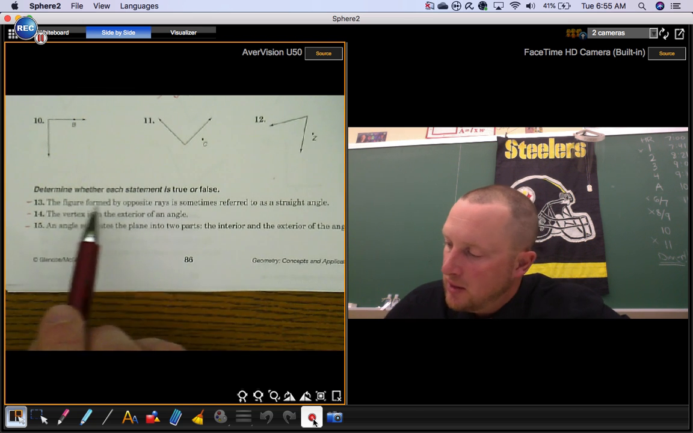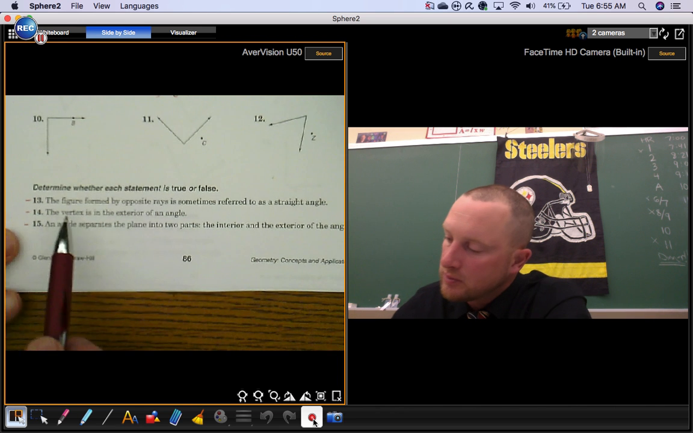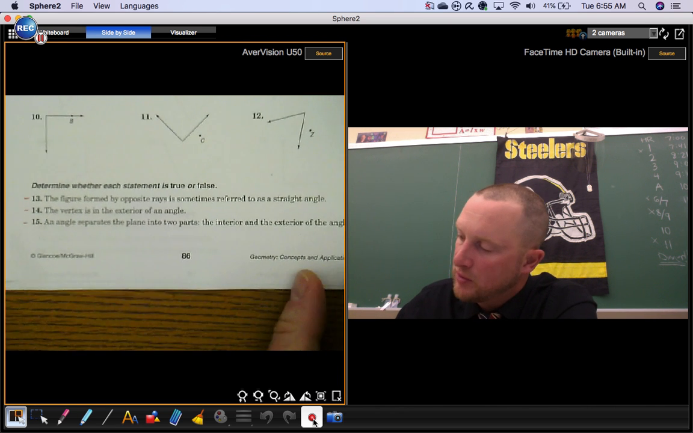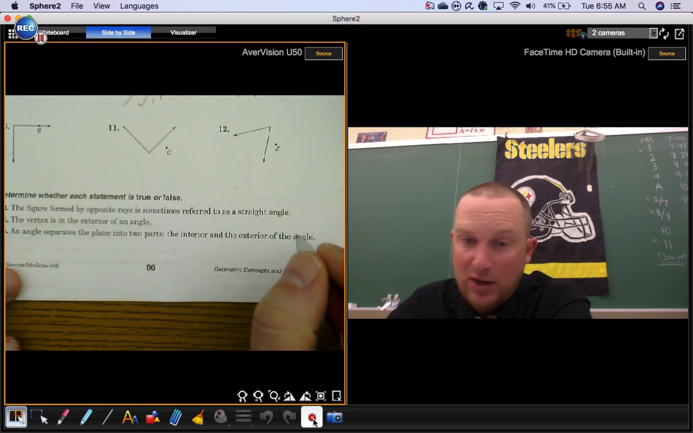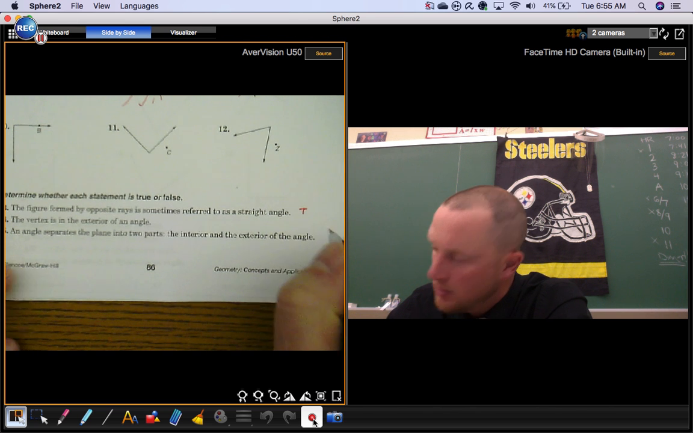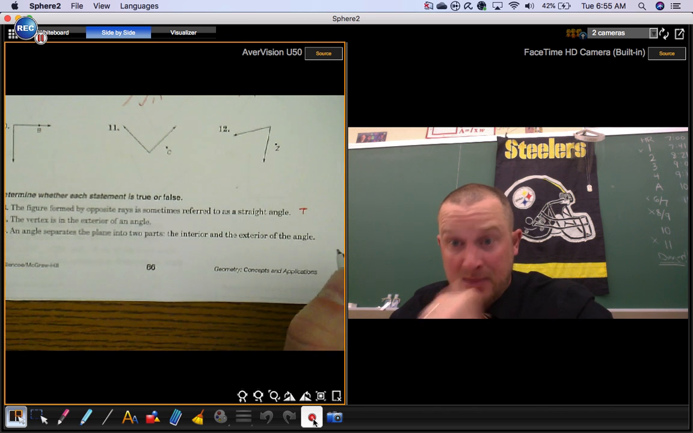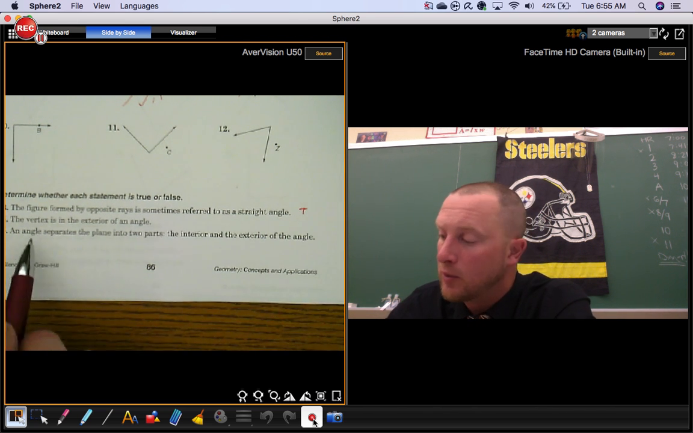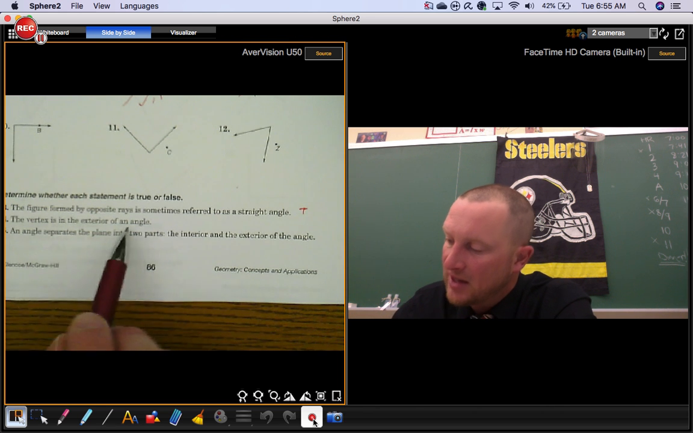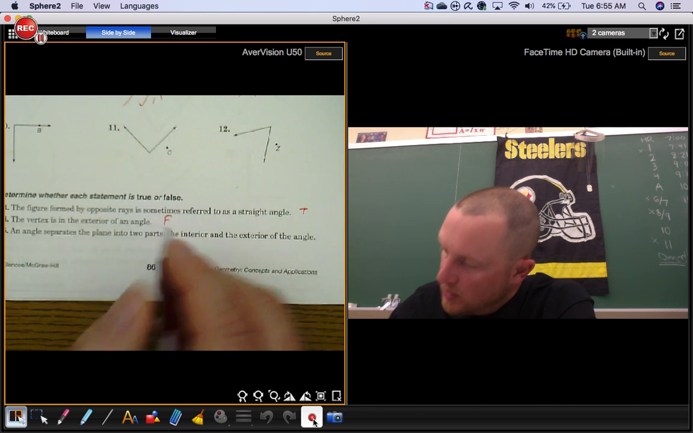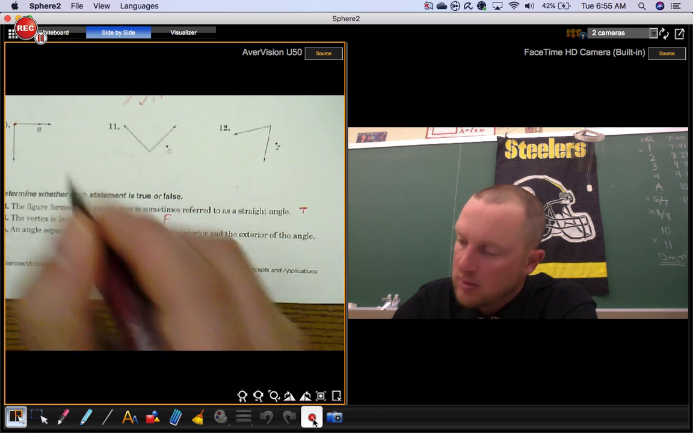13 through 15, true or false. The figure formed by opposite rays is sometimes referred to as a straight angle. It's definitely true. When you have opposite rays, that makes a line. That's a straight angle. The vertex is in the exterior of the angle. That's false. The vertex is on the angle.